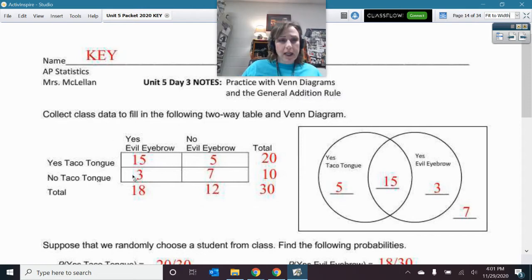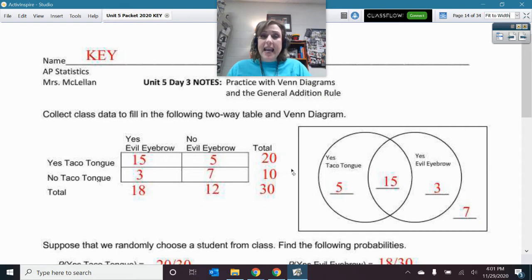But anyway, here are the results of students who can. We had 15 who can evil eye and taco tongue, and then there were 7 who could do neither of those. Now let's see, where would I be? I cannot taco tongue, so I'm one of the 3 people here who cannot taco tongue, but I do have an evil eyebrow.